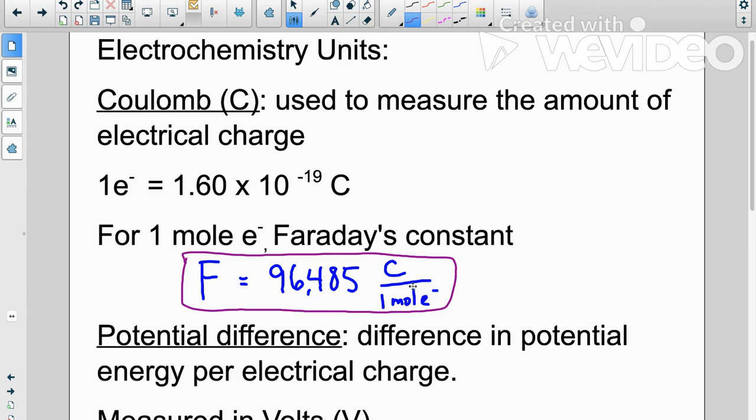It's important to know the charge because once we have these electrons moving through a wire, if we know the rate at which this charge is moving through a wire, we will know the current, and we can determine how much electricity we can get out of a certain reaction.